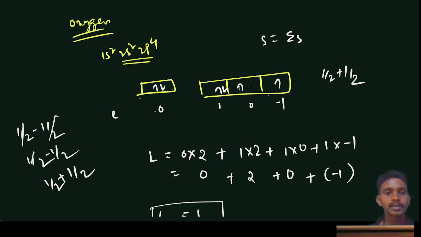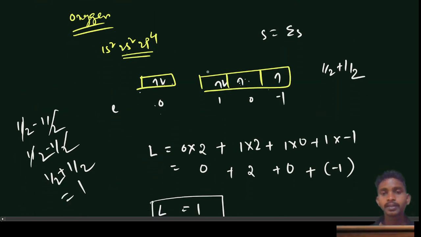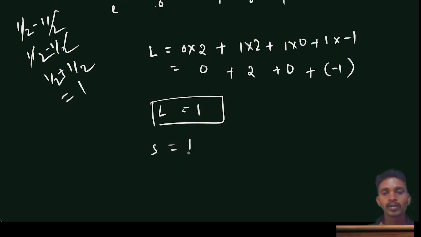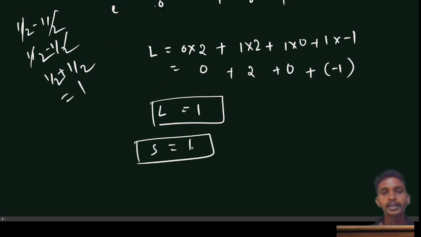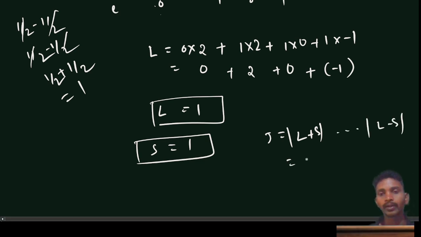So this cancels, this cancels, only this will remain, that is 1. Similarly here, this cancels, this cancels, so this will be there, that is half into half, so 2 half, that will go into 1. So the L value is 1 and the S value is 1, so J is L plus S, dot dot, L minus S. So this value will be 2 and this value will be 0, that is 2, 1 and 0.